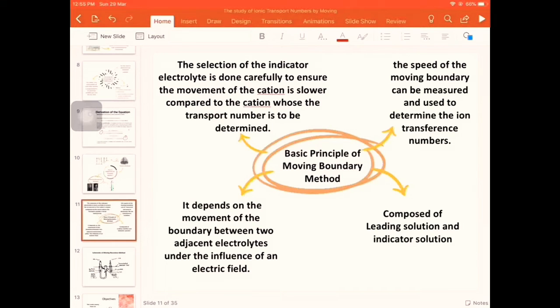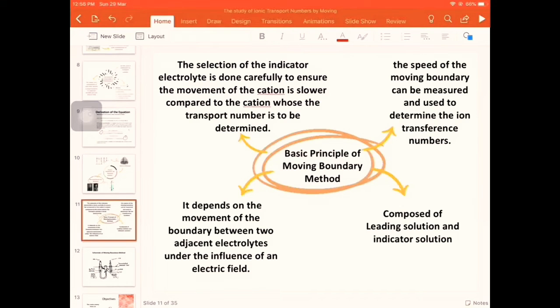Fourth, the moving boundary method is used to exactly determine the ionic transport number. This is one of the methods. By the moving boundary method, the observable boundaries between solutions can be seen. The selection of the indicator electrolyte is done carefully to ensure the movement of the indicator cation is slower compared to the cation whose transport number is to be determined, as we stated in the third principle.